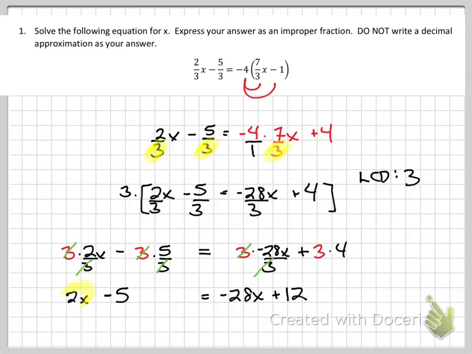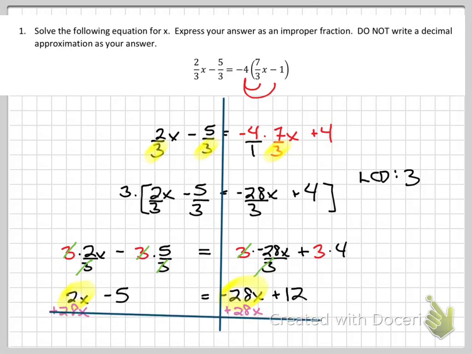Now our goal is to isolate the variable. So we have a 2x on one side and a negative 28x on the other. Again, notice I'm keeping my left side and right side of my equation completely separate from each other. I can draw a line down the middle here to remind myself what the two sides are. I always like to keep the coefficients of my variables positive whenever possible. So I'm going to add 28x to both sides of the equation. And when I do that, that gives me 30x minus 5 equals 12.